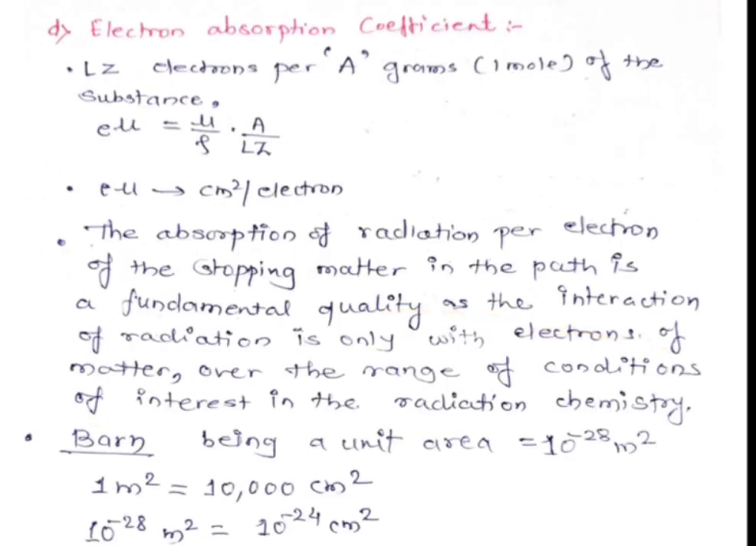So this is all about the electron absorption coefficient, and its main equation is Eμ = μ/ρ × A/LZ. μ is the linear absorption coefficient, ρ is the density, A is the atomic mass, L is Avogadro's number, and Z is the atomic number. The unit of the electron absorption coefficient is the barn, which is equal to 10 raised to minus 24 centimeters square. So we have seen the 4 absorption coefficients till now.